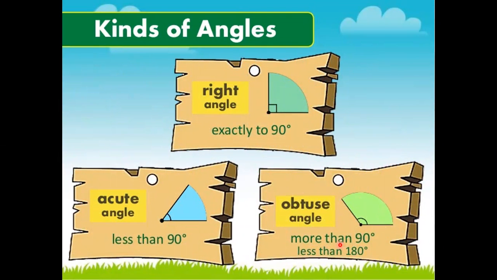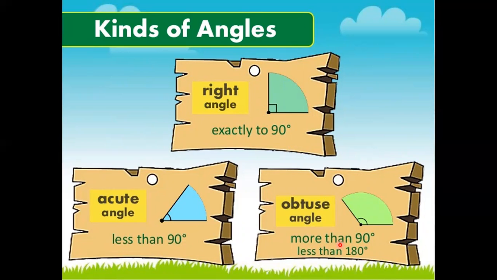If you talk about types of angles or kinds of angle, then you can see right angle. Okay, right angle exactly 90 degree. Okay, acute angle less than 90 degree, obtuse angle more than 90 degree and less than 180 degree. I will tell you these things in detail.